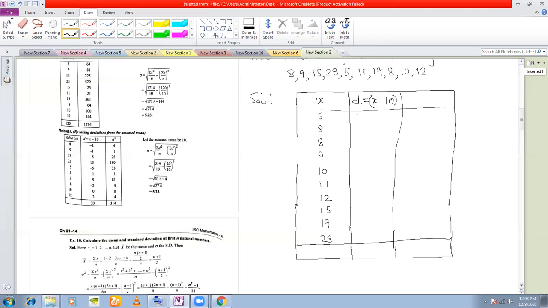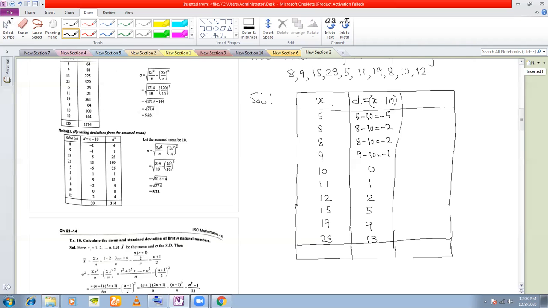So now you subtract. First is 5 minus 10, you get minus 5. 8 minus 10, you get minus 2. Again you get minus 2, right? Again 9 minus 10, which is minus 1, and so on. You continue this way. 10 minus 10, 0. 11 minus 10, 1. 12 minus 10 is 2, 15 minus 10 is 5, 19 minus 10 is 9, and then 23 minus 10 is 13. Okay, so this is what you are getting.